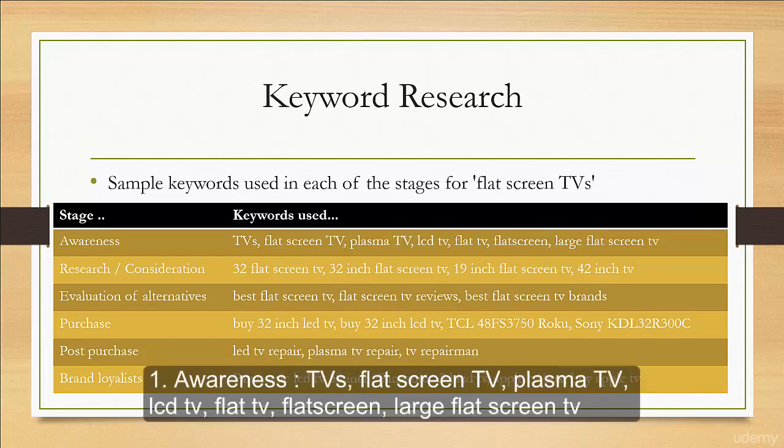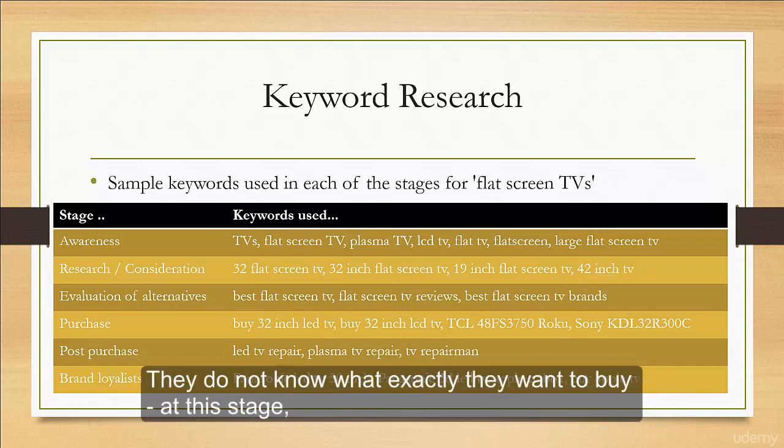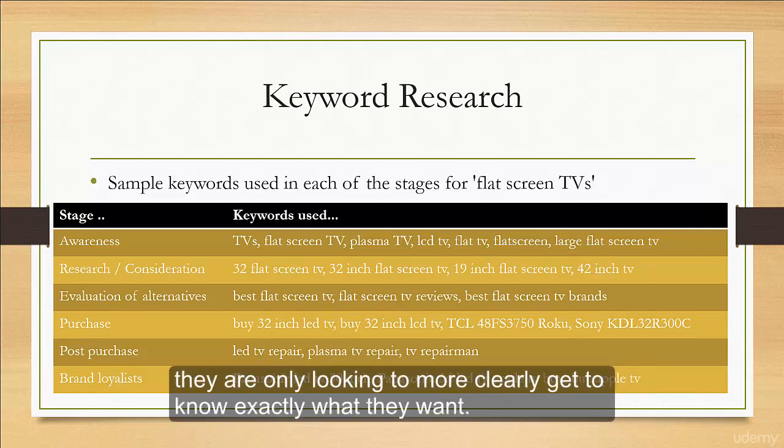Awareness: TVs, flat screen TV, plasma TV, and so on. Someone typing these keywords is looking for more information. They do not know what exactly they want to buy at this stage. They are only looking to more clearly get to know exactly what they want.